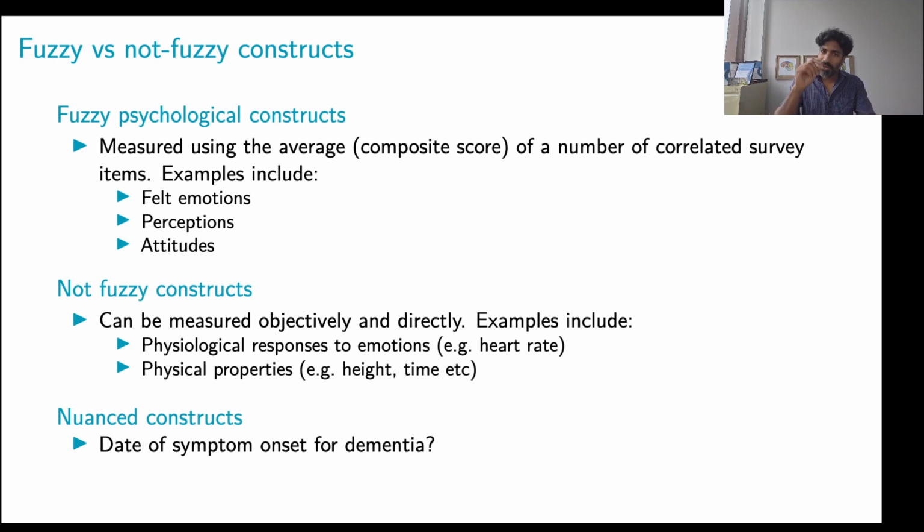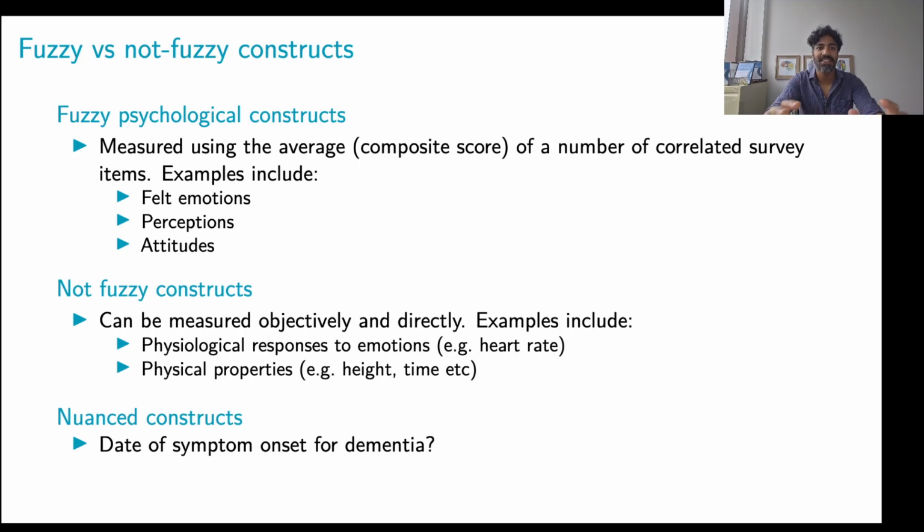Now, the world is not black and white, as I've already emphasized when it comes to statistics, and particularly when it comes to measurement. So there are nuanced constructs. For example, date of symptom onset for dementia. Is this a fuzzy construct or not a fuzzy construct? Have a think about it, pause the video, come back.